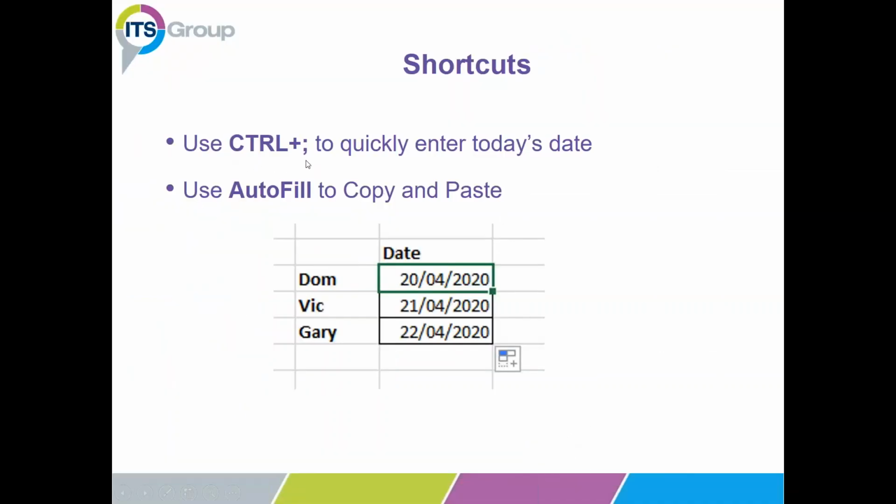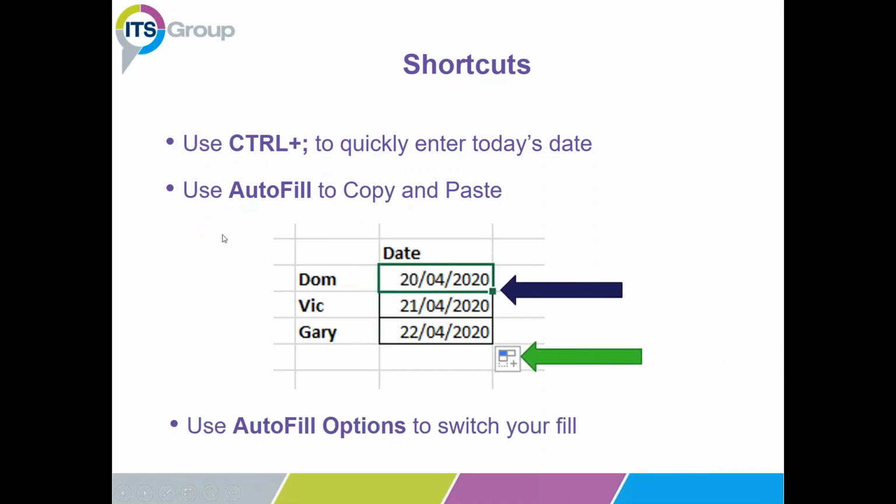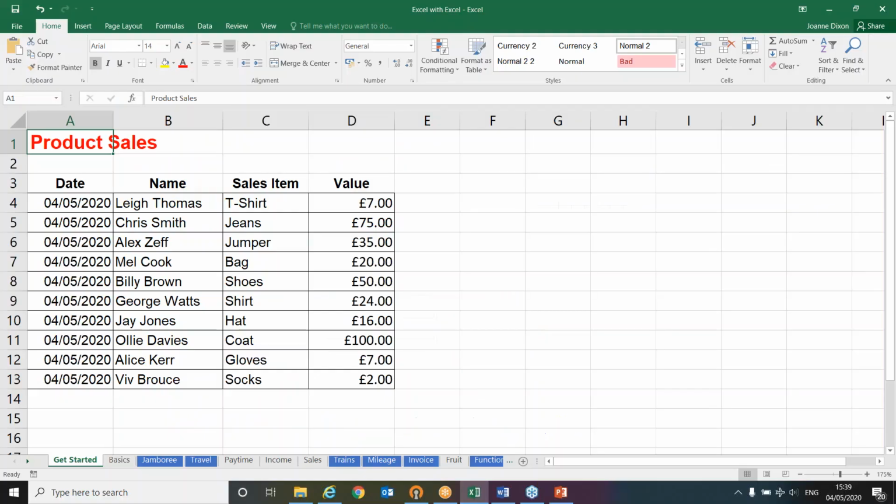So the keyboard shortcut for today's date was Control semicolon, and then the autofill handle is where you drag and then use the options to switch the fill. Okay, let me go back into my spreadsheet because there's other things. If you were thinking that autofill was fantastic, you're going to absolutely love Flashfill. So Flashfill is like autofill on wheels.